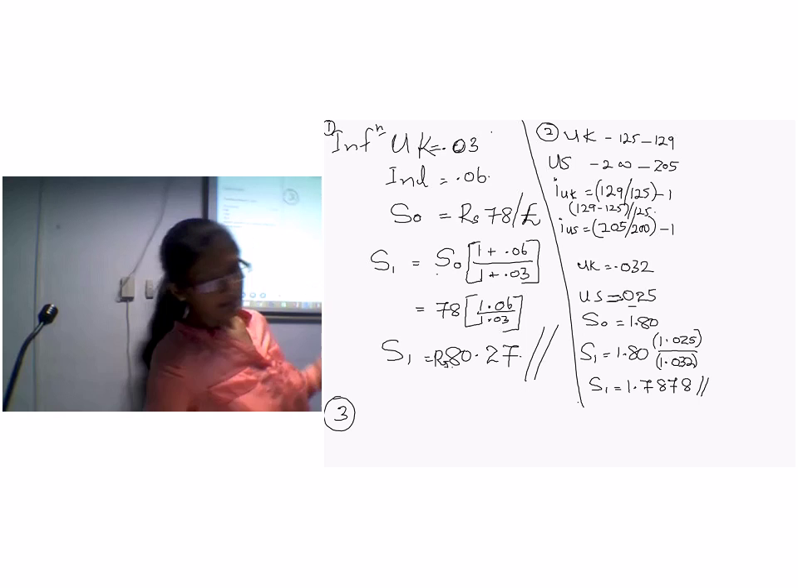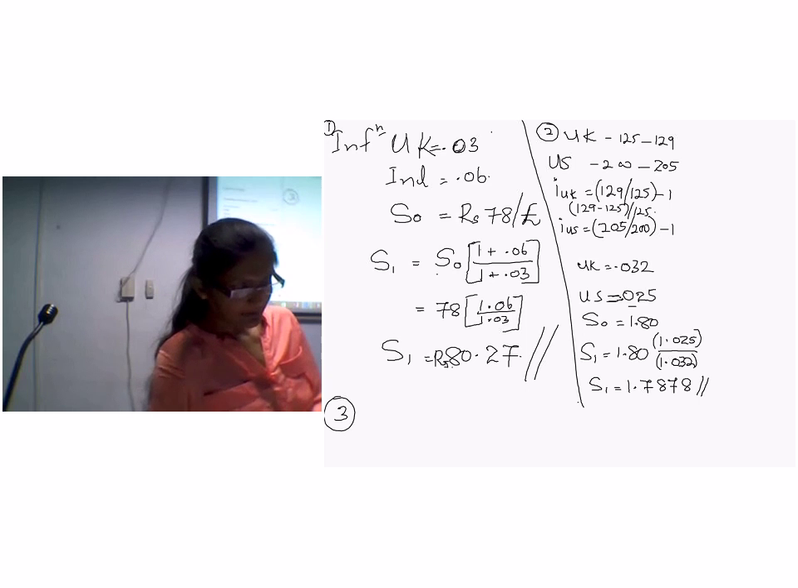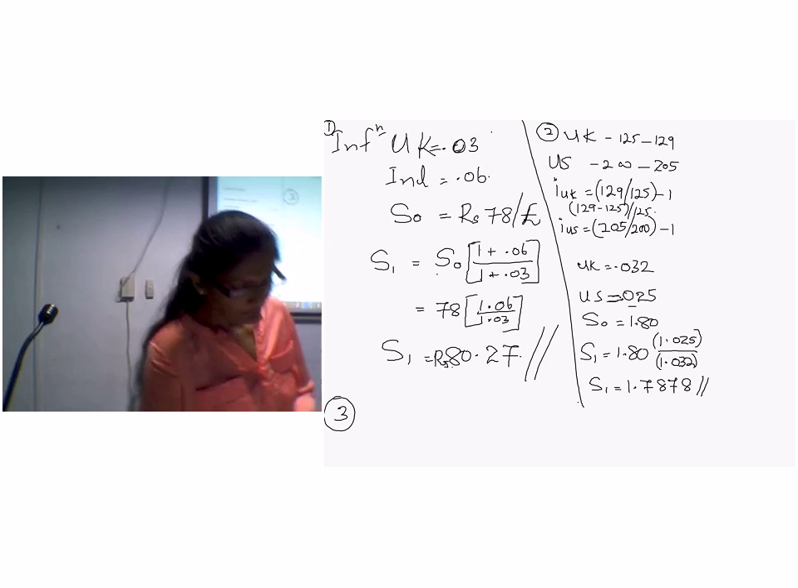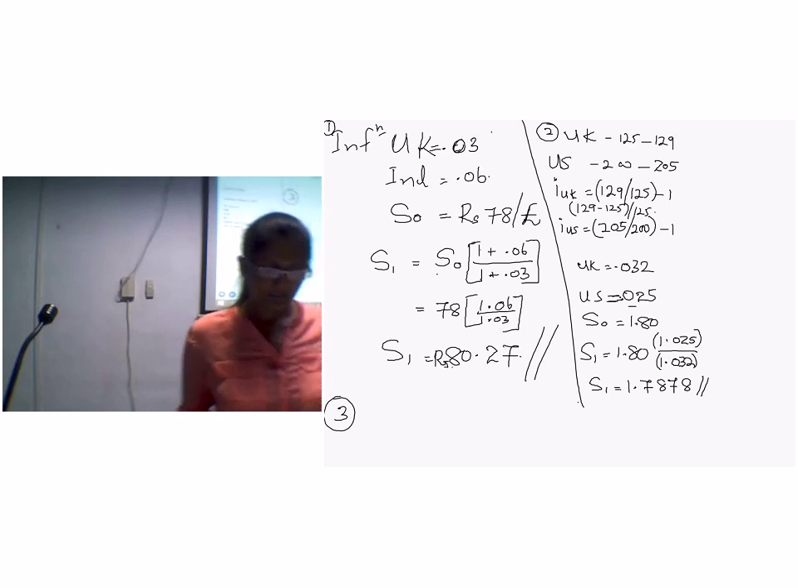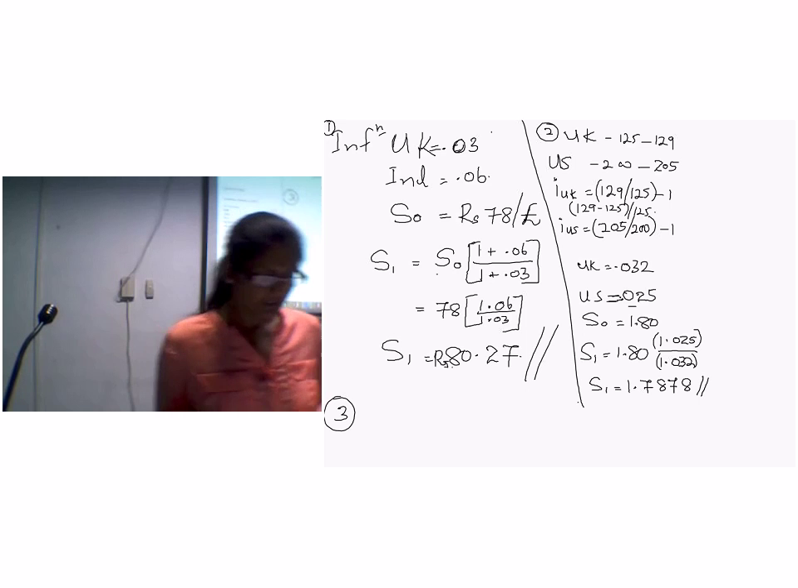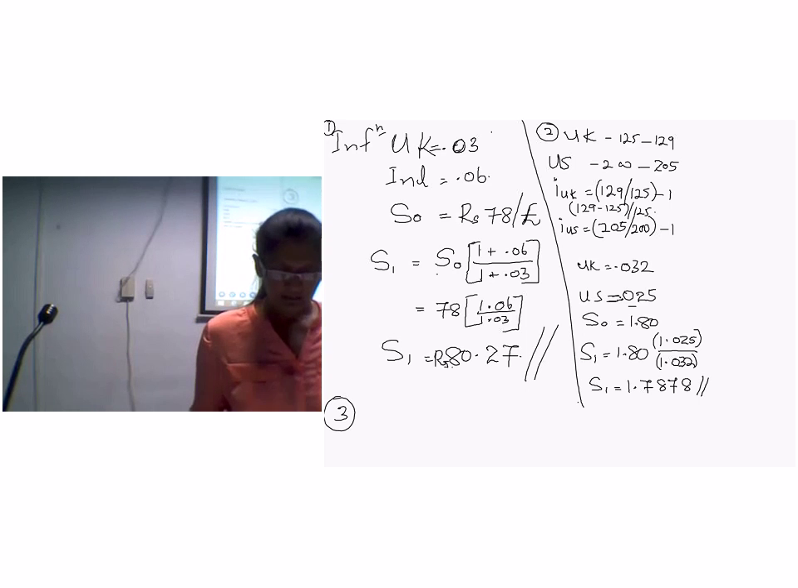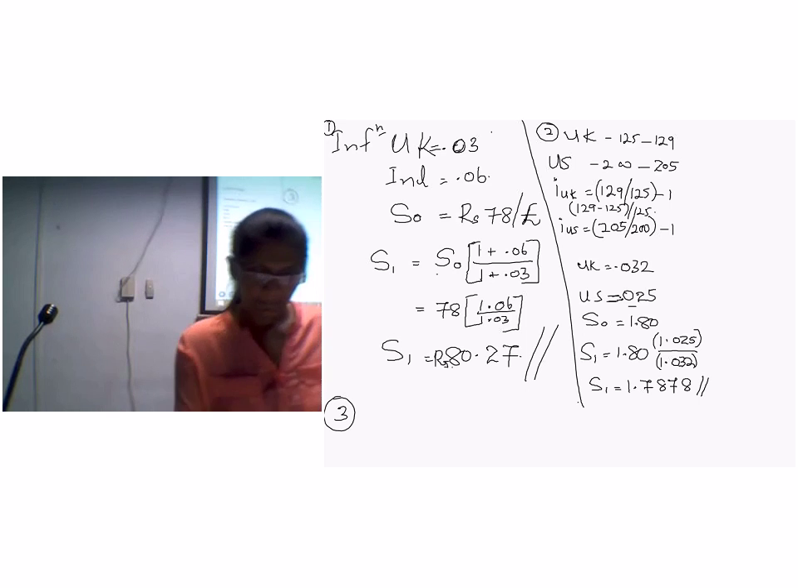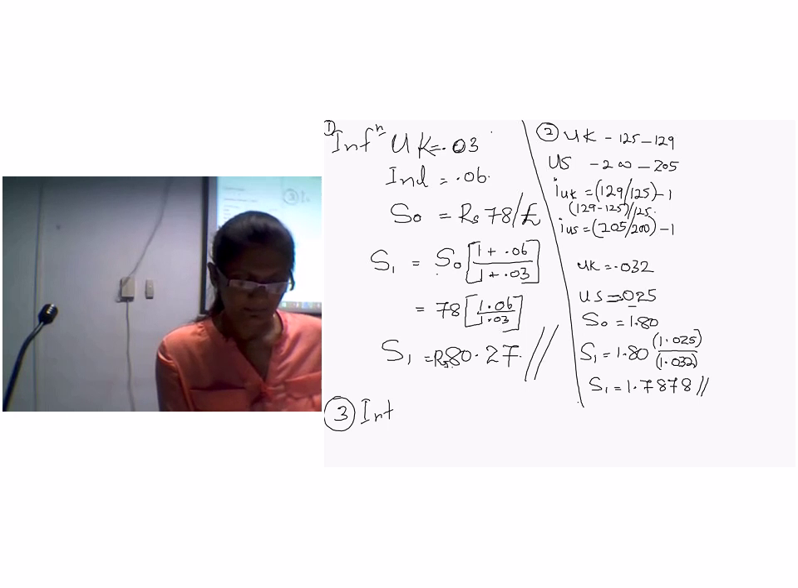So there are some steps that you have to follow here. First, we have to find out the interest rate differential. It's very easy. What is the interest rate differential between these two countries?